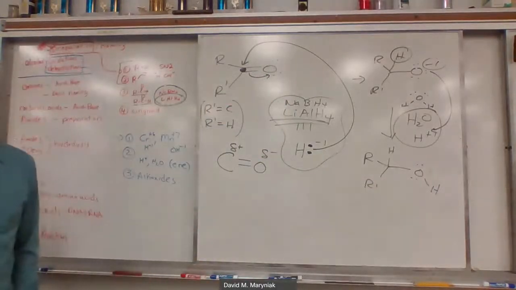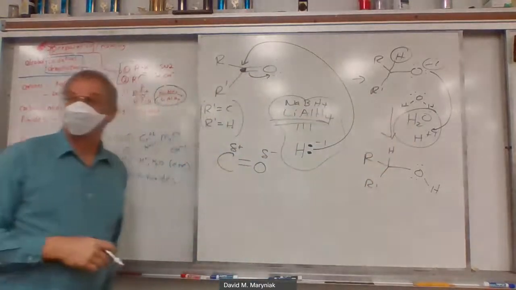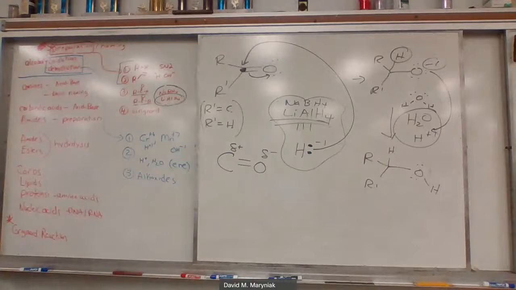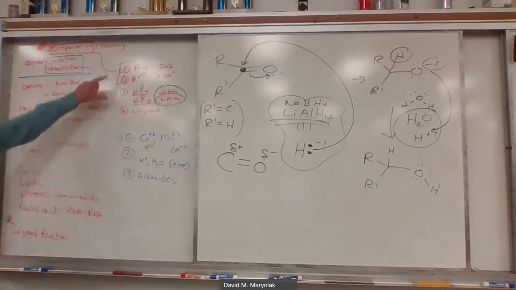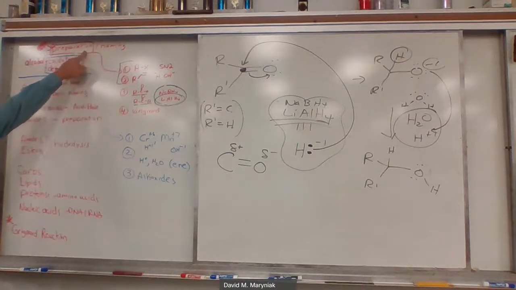Where did the H on the O come from? The second step, which is your acid workup. Good with that? So that's our third way of making alcohol. And the fourth way we're going to describe is called the Grignard reaction. And we have to thank Victor Grignard for that.